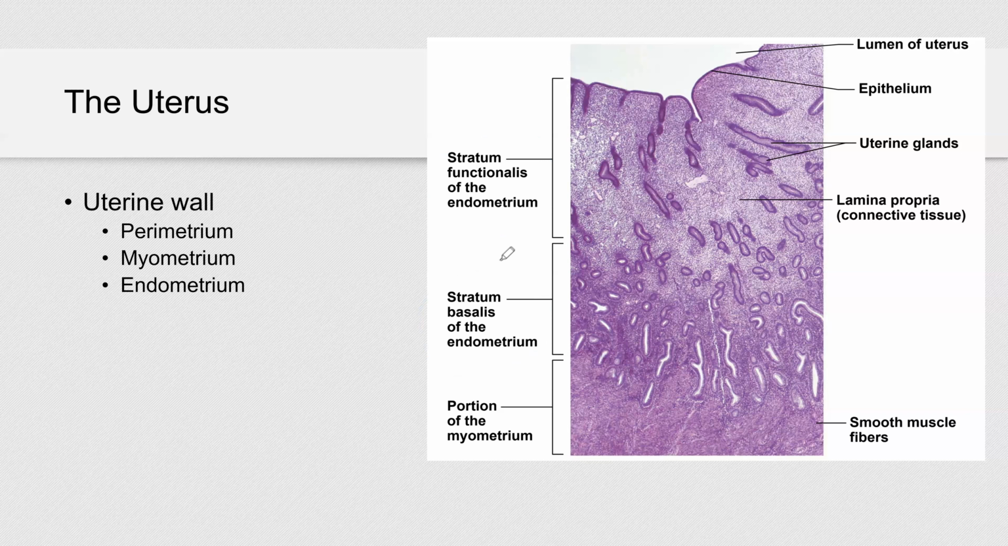Here we have the lumen of the uterus. And this stratum functionalis is made of epithelial tissue and underlying connective tissue. Over here, that is called lamina propria, rich in glands. So you can see uterine glands shown right here. Uterine glands produce the products within the lumen that are critical for development of the fetus.